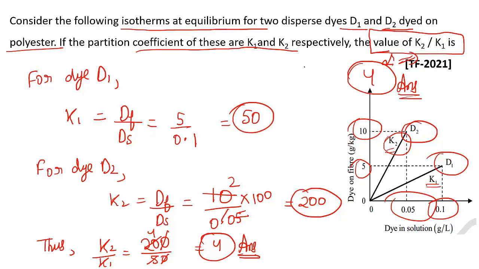This is the entire GATE 2021 textiles part. These questions are not very difficult. You just need to be clear with the basics. I think you like this type of solutions. All the best for your examination.